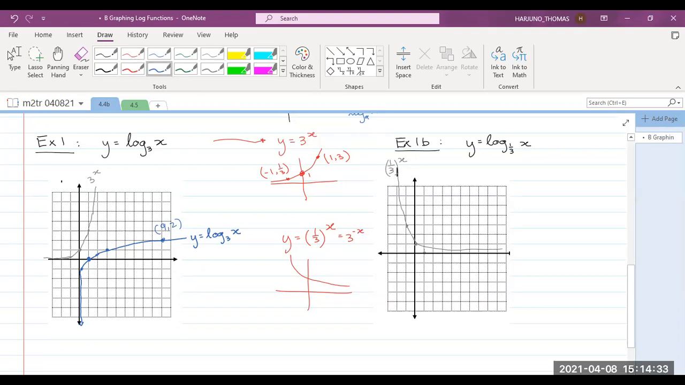(0, 1) becomes (1, 0). (-1, 3) becomes (3, -1). Here, so then we have this graph here. (3, -1), (9, -2). Okay, so it looks like this. That's what it looks like.